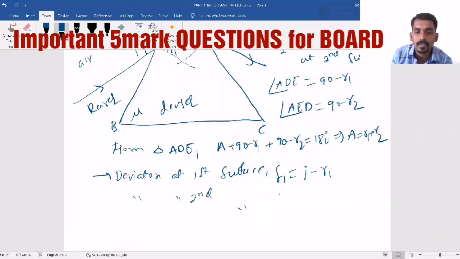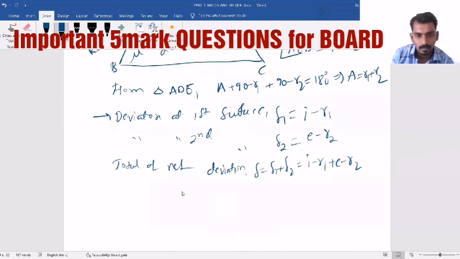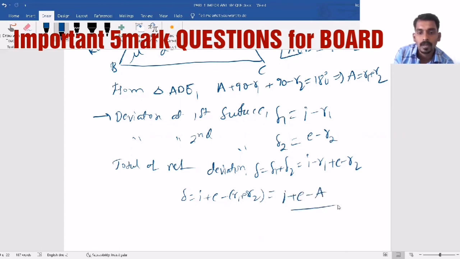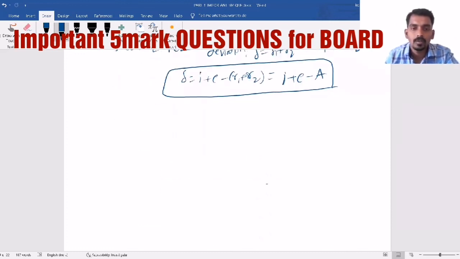Similarly, the deviation at the second surface, delta 2, is the angle of refraction, that is E, minus the angle of incidence, that is R2. Therefore, the total or net deviation delta equals delta 1 plus delta 2, that is I minus R1 plus E minus R2. So delta equals I plus E minus (R1 plus R2), equal to I plus E minus A, because R1 plus R2 equals A. So this is the deviation produced by a prism.